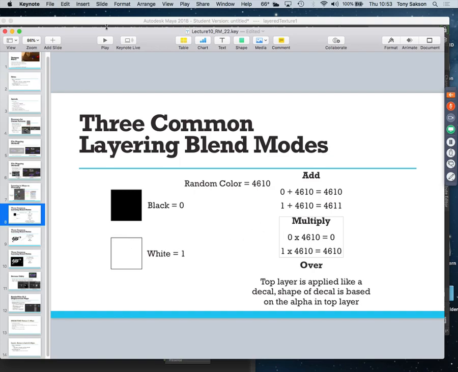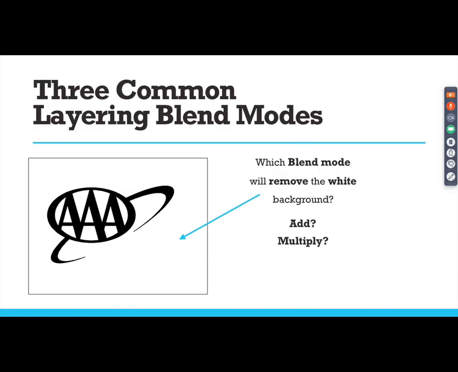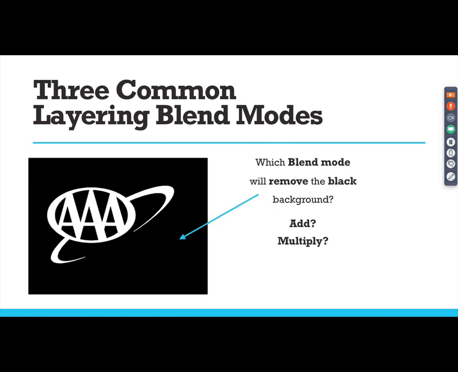So, in the case of our white AAA logo background, which blend mode will we use to get rid of it? Say it again. Multiply. Multiply, exactly. Because it's white. Multiply it out, gone. So the customer gives us black background. They want the white paint to be on there. What blend mode would we use? Add, yep. Add would get rid of it.